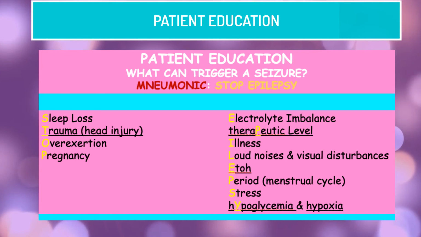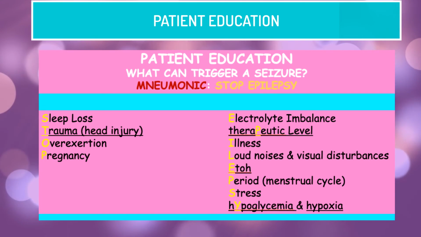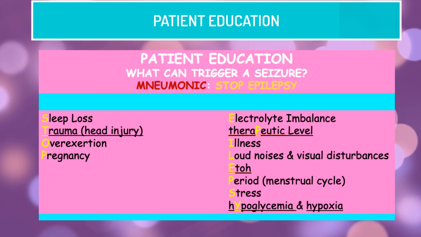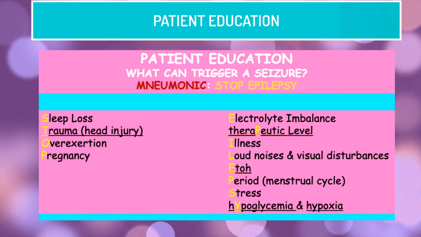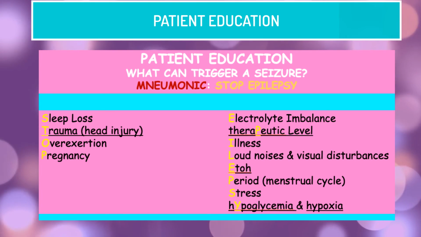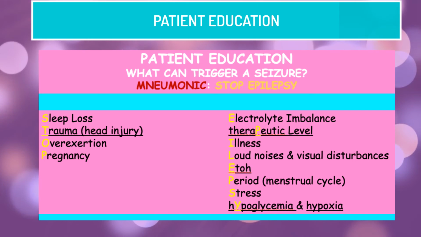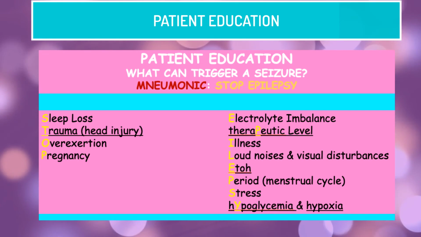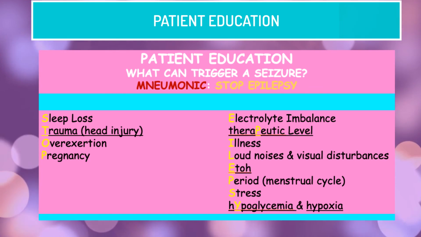E is for ETOH, which is alcohol abuse. This can lead to seizure activity, especially when the patient is drinking alcohol while taking anti-seizure medications, as this can have an effect on how the medication is metabolized. P is for period, as in menstrual cycle. Anything that has a role in hormonal changes in the body can trigger a seizure. S is for stress. And Y is for hypoglycemia and hypoxia. The brain needs sugar as well as oxygen in order to function.